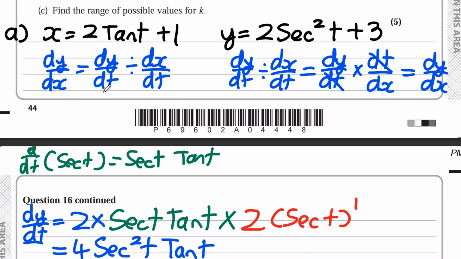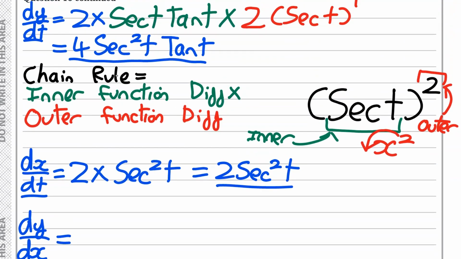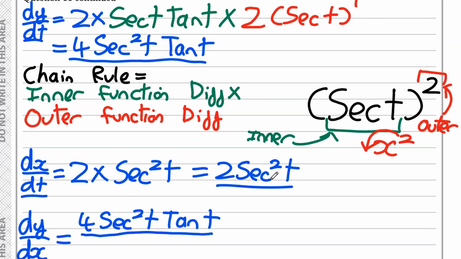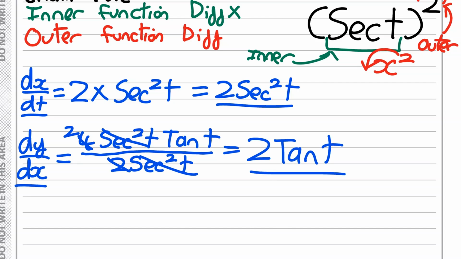So dy over dx is equal to dy over dt divided by dx over dt. So dy over dx is equal to dy over dt, which is this 4 sec squared t tan t, and this is divided by dx over dt, which is this 2 sec squared t, like this here. We can simplify this, so we have 4 divided by 2 here, so this 2 will cancel out and leave us with a 2 in the numerator here. This sec squared t will cancel out with this sec squared t, so we're just going to be left with 2 tan t here. So this here is dy over dx.